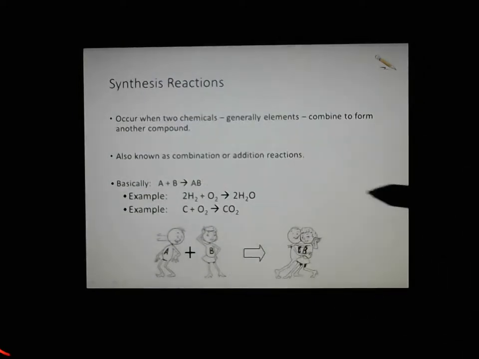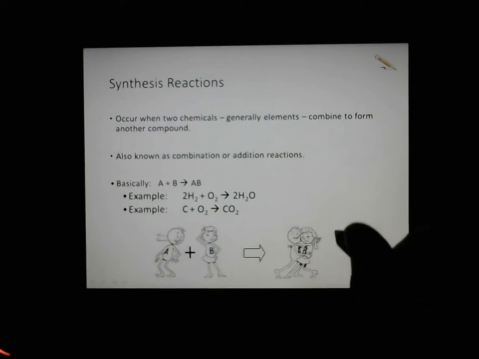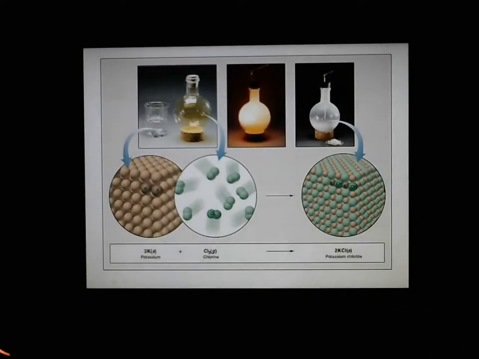So our first one is synthesis reactions. Here's an example of it. Potassium plus chlorine gives us potassium chloride. A plus B gives us AB. Notice this one's balanced as well. 2 Ks, a Cl2, so there's 2 chlorines, gives us 2 KCls.